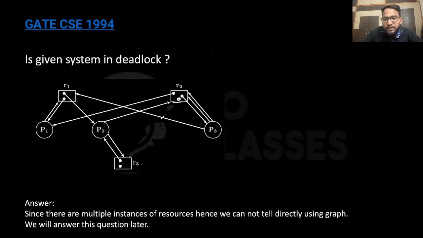So first you can do P2, and then let's look at P3. P3 is asking for two resources of R2, so currently I cannot give. P0 is asking for one resource of R3 and one resource of R2. I think I can give it, right? I can fulfill both. So P0 is also done.